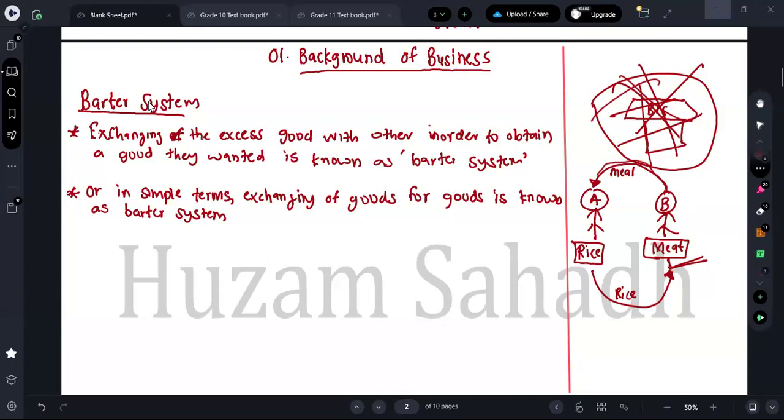Okay, guys. So can you all put the heading barter system and quickly write these two definitions and draw this diagram also quickly. Below that, just draw this diagram.